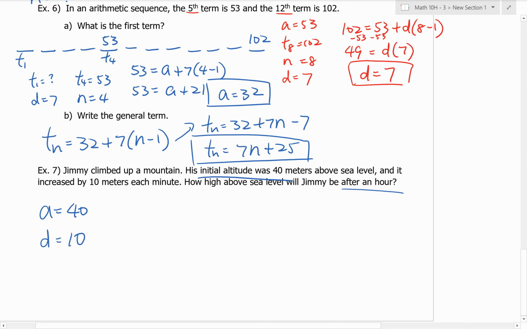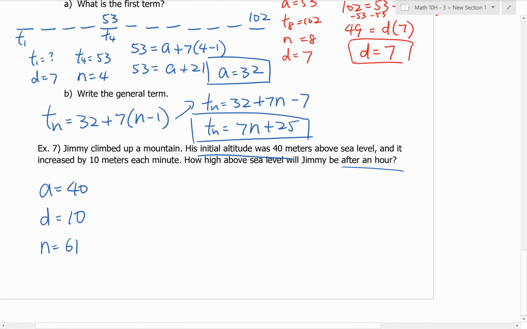In this case, it's kind of tricky. You don't really need to use the formula. I would say that you sometimes don't use the formula, especially when it's a word problem, because it's kind of tricky here. n is actually 61, not 60 that you're probably thinking of right now.